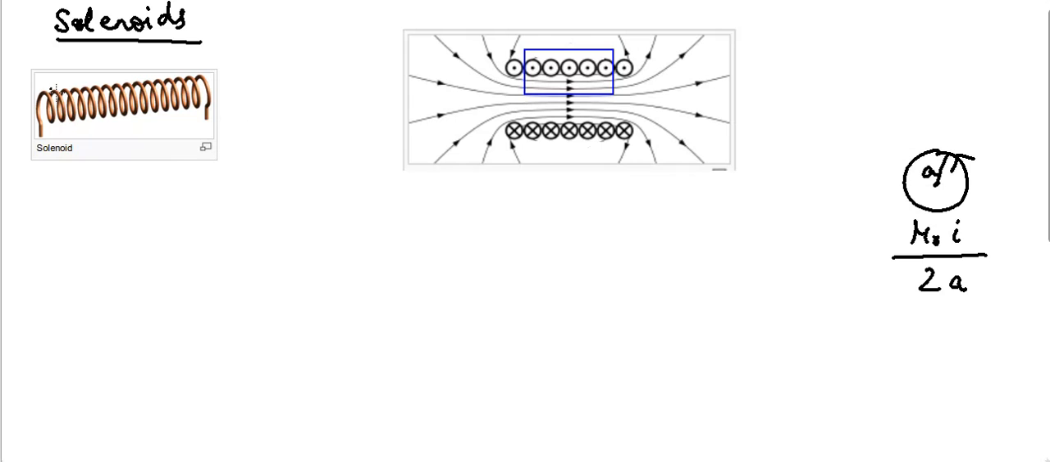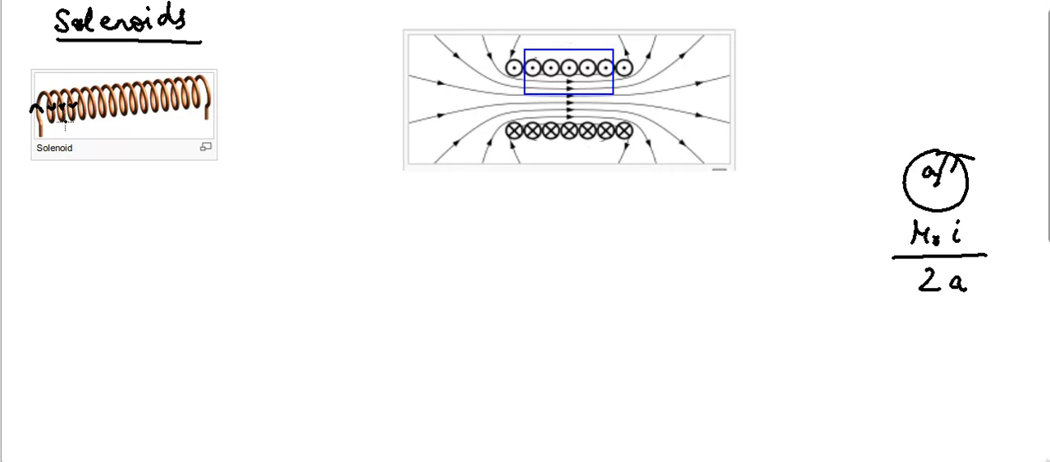What if I have many loops of circular wire, and this is like a spring, and this is called a solenoid? So suppose the direction of current is like this here. Okay, so current is flowing like this, round, and here it is going like this, round and round.